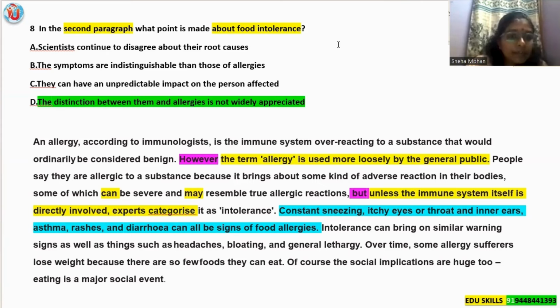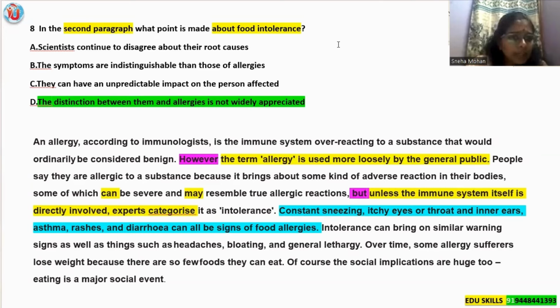Next, answer option B. The symptoms are indistinguishable from those of allergies. They're telling that we are unable to distinguish between the symptoms of allergies and food intolerance. No, it is clearly mentioned in the paragraph that food allergies have so and so signs and symptoms, and food intolerance has these particular signs and symptoms. So that is not the answer. We are eliminating answer option B. Next, answer option C.